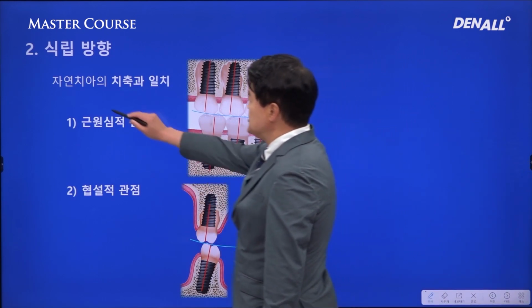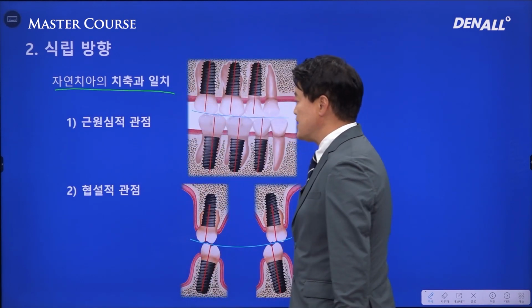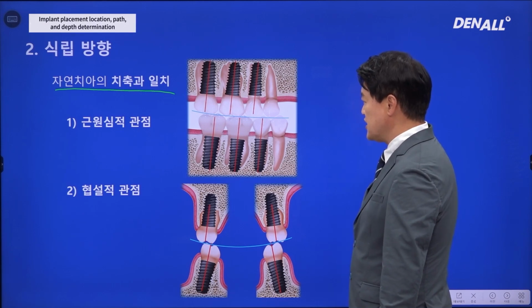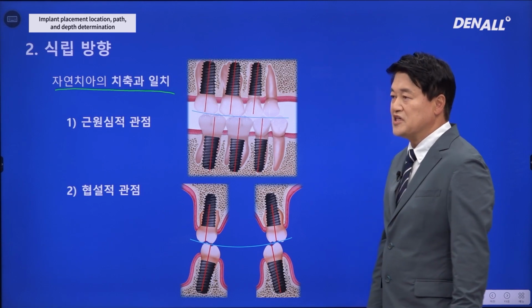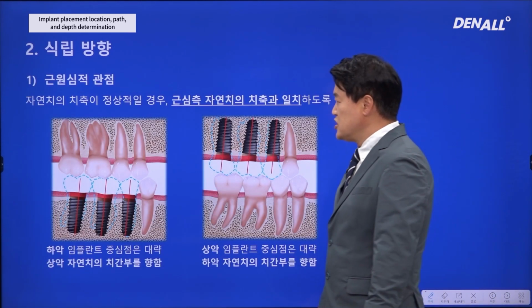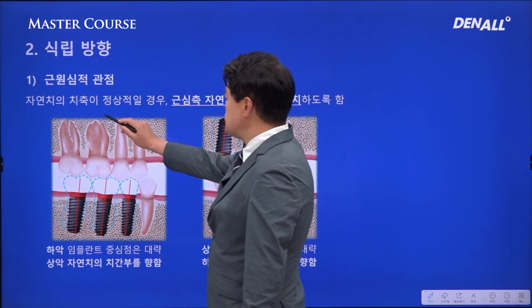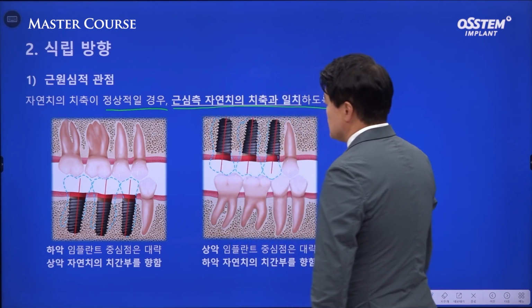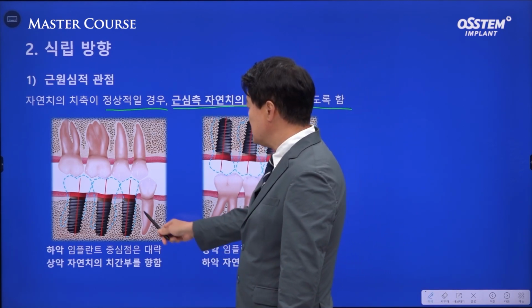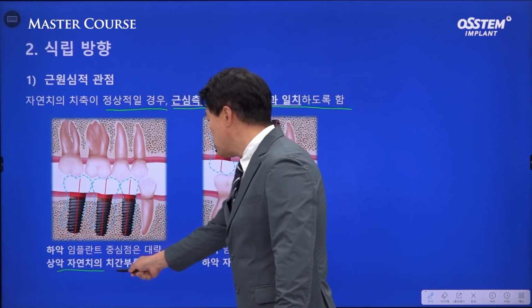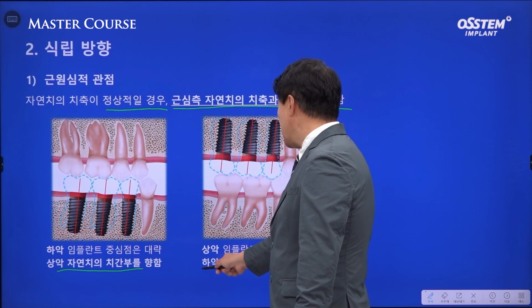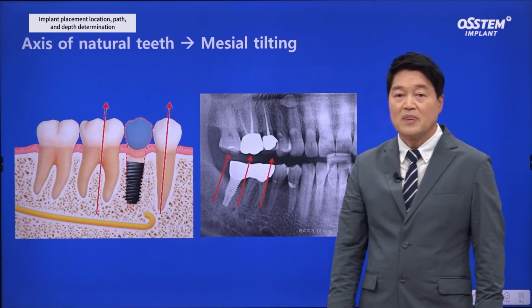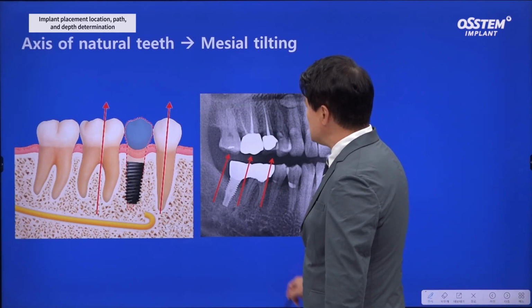Next, direction of placement. Basically, it should be consistent with the tooth axis of natural teeth. So considering the placement direction, we can think about mesiodistal and buccolingual directions. First, mesiodistal direction. If the axis of natural teeth is normal, an implant should follow the mesiodistal axis of a natural tooth. The center of an implant in the mandible should be directed toward the interdental area of the upper teeth. The center of the upper implant should be toward the interdental area of the lower natural teeth.